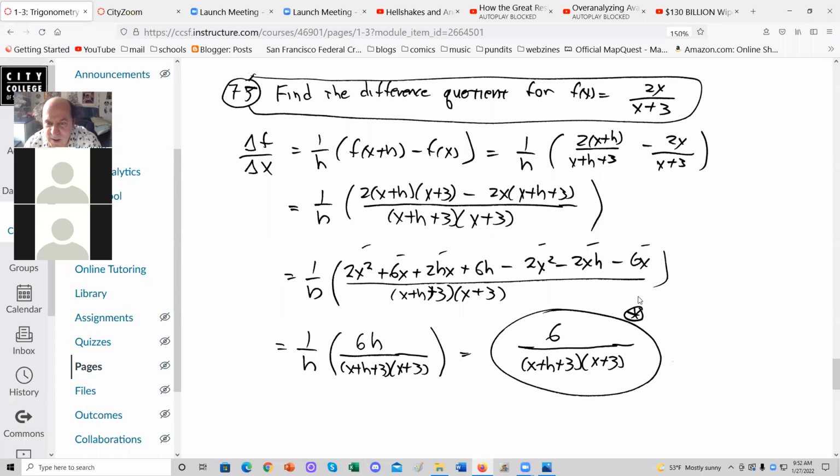All right, never mind. All right, so we expand this, get a bunch of terms, most of them cancel. After a bunch of work, you get 1 over h times 6h over x plus h plus 3 times x plus 3. The h's cancel. That sort of thing actually usually happens in a difference quotient. And here we get 6 over the product of x plus h plus 3 with x plus 3.